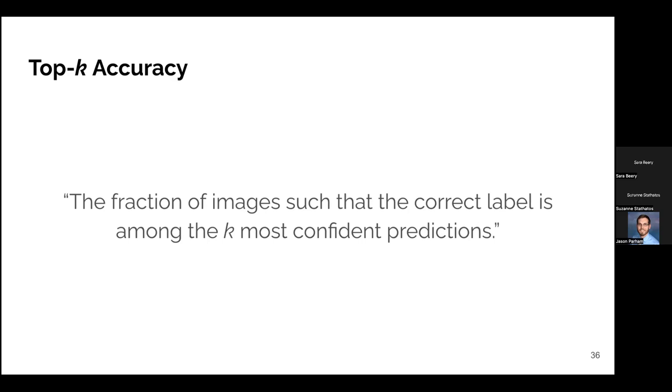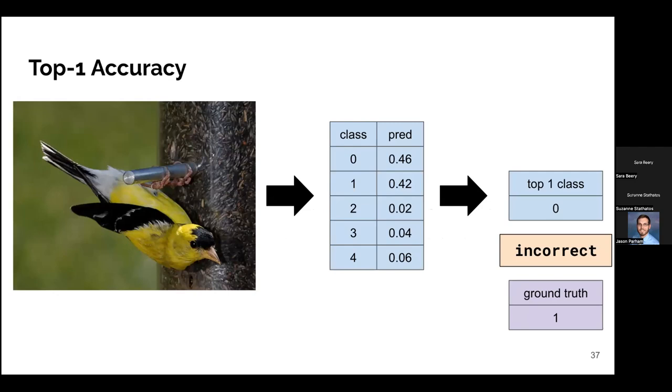But to be a little more clear about it, the most common thing you see is top one accuracy, or if someone just says accuracy, usually this is what they mean, where you feed in the image and you make your predictions. So we have here five classes and each class has an associated number between 0 and 1. We find the class that has the highest predicted value, so the most confident class, and that is class 0 here. And then we compare it to the ground truth, and it's either right or wrong, whether those numbers are exactly the same or not.